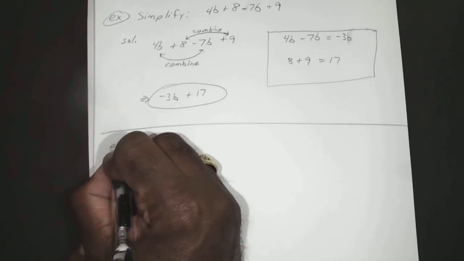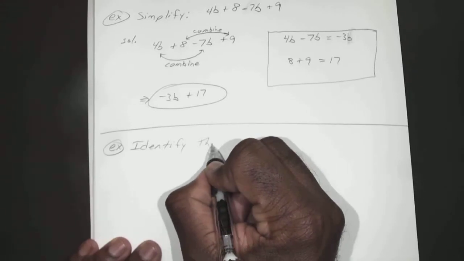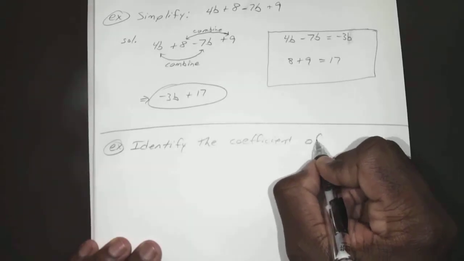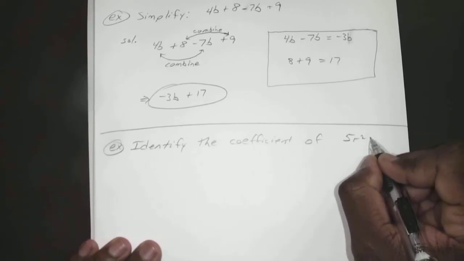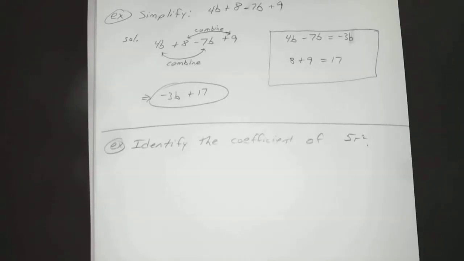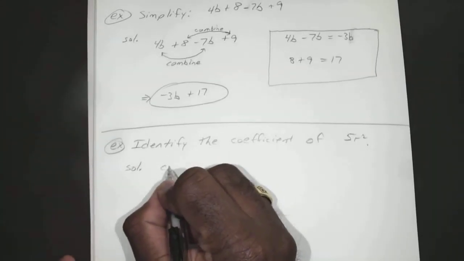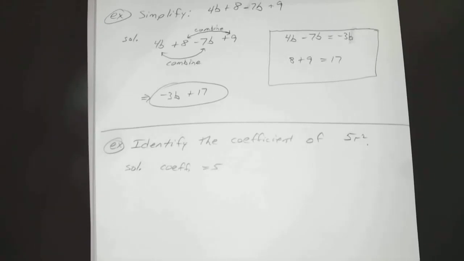What if we wanted to identify the coefficient of 5r squared? What would the coefficient be? Yep, just a 5. Figured I'd throw that one in there to see if you forgot. So it's just the number next to the variables. That is literally the only way to describe it.